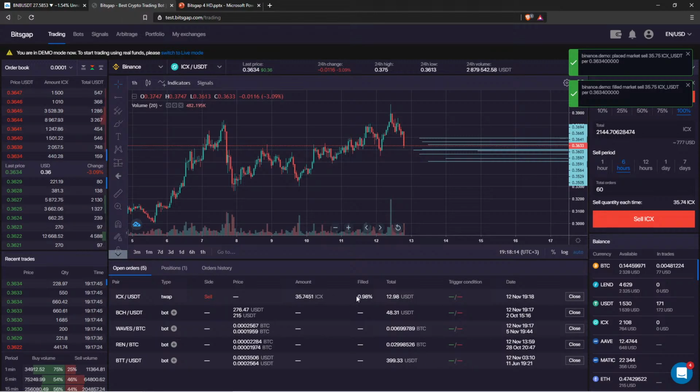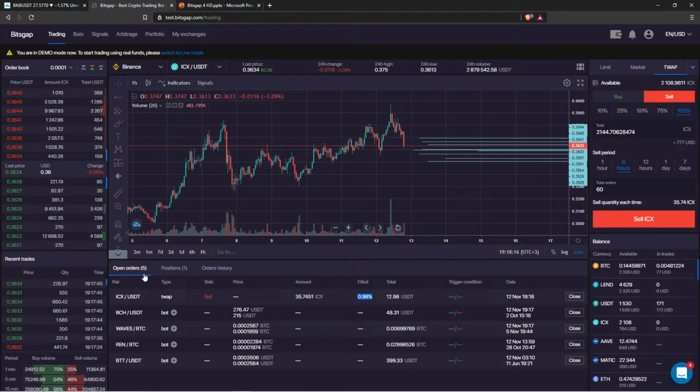So you see now in the open orders you have information like the amount you sold, filled. So right now that's only 1% out of 100 which is being sold, and it will proportionately sell icons with 60 orders within the next 6 hours.